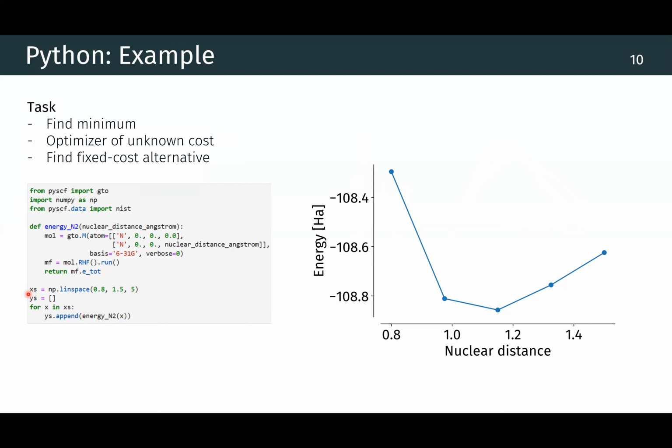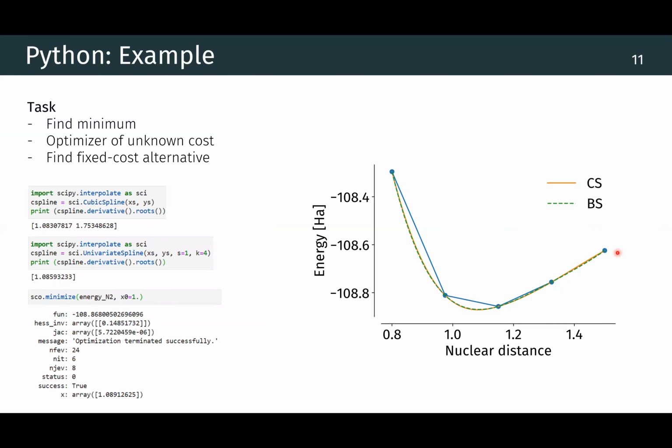So now, if we do that, what we have is all the points at which we'd like to evaluate that function, and we just build a new list ys that contains the energy of each of those bond distances. So then we have our two arrays, xs and ys, that contain the data points here in that plot. All right, now we have the data we would like to interpolate.